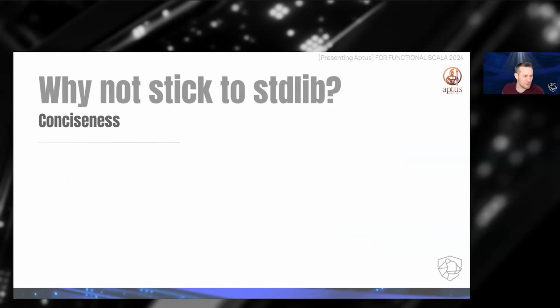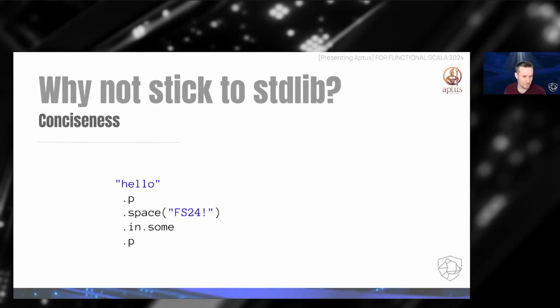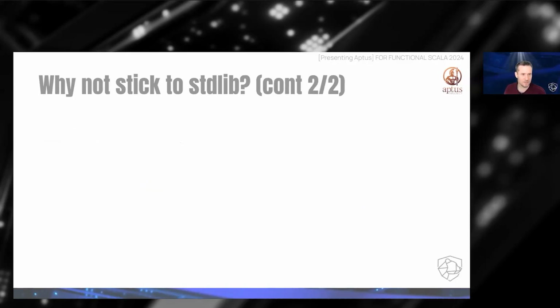So why not stick to the standard library? Well, one of the aspects is conciseness. For instance, on the left we have a piece of code that's mostly useless and kind of weird, but it basically prints hello on the console with a space, fs24, wraps this in a sum, and then prints the result. Well, this is the counterpart in the standard library. It's fine, it's just a lot of typing, and for tired fingers like mine, this saves a lot of time.